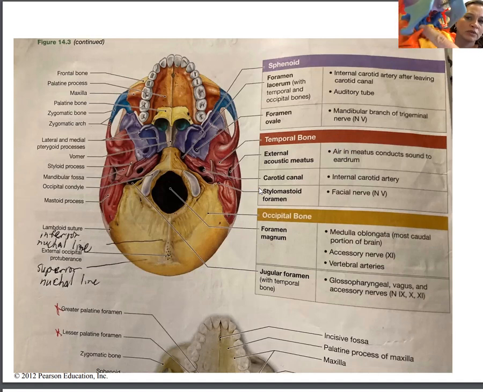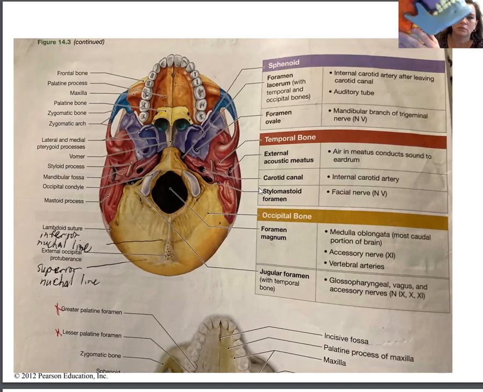So I'm going to show you on this side, and then I'll turn it over. That one is your lateral pterygoid process. This one is your medial pterygoid process. Then over on this side, this one is your medial pterygoid process, and this one is your lateral pterygoid process.